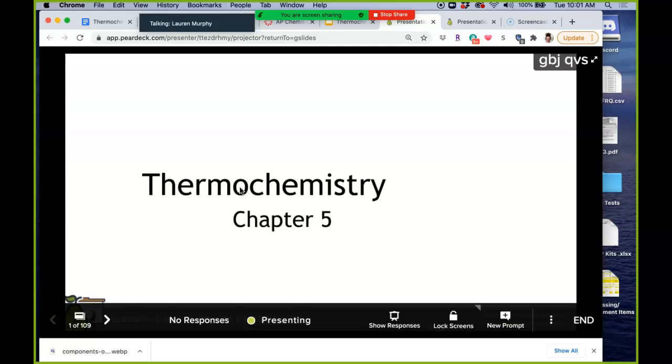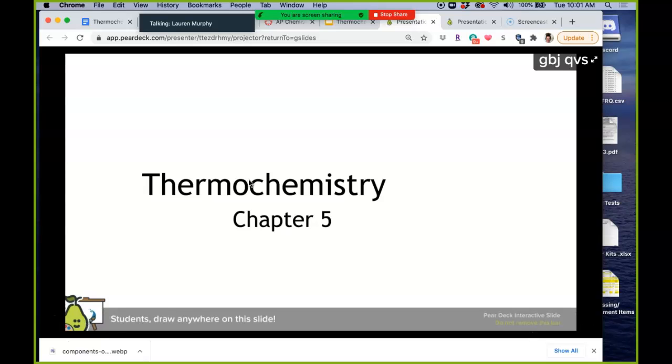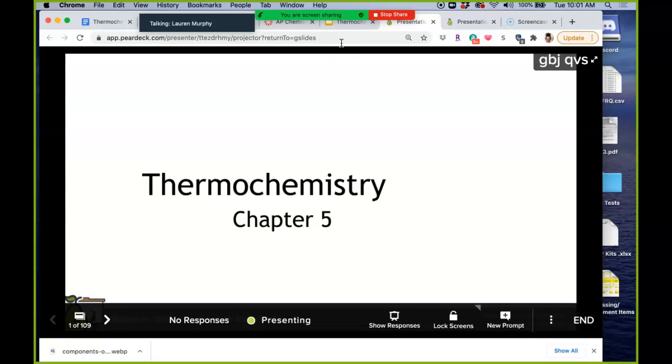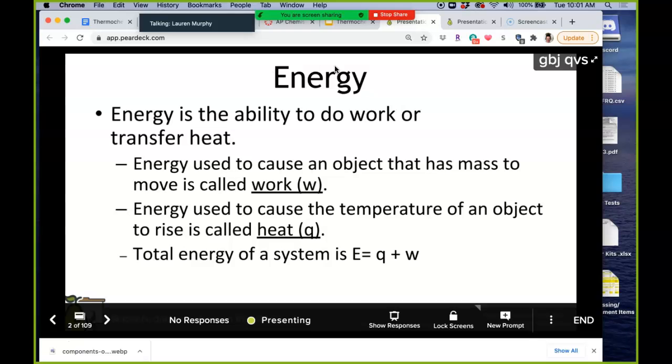And all this means, thermo means heat, chemistry means chemistry, so this is going to be heat of chemical changes and physical changes. That's what this whole topic is about, heat. Okay, so heat is a form of energy.